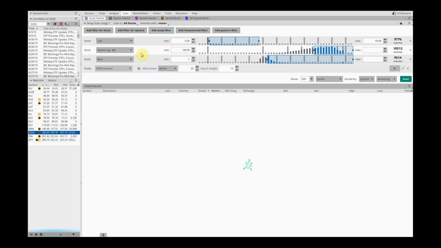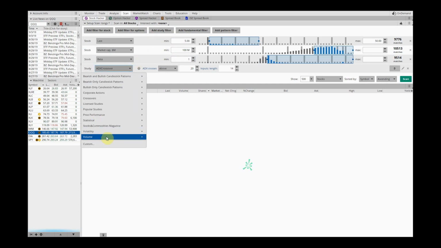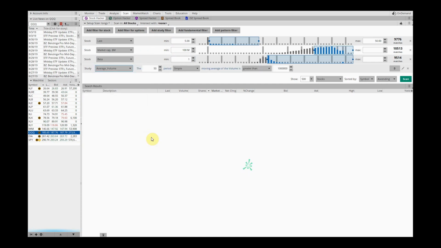Next, we're going to add a study filter. We're going to add a volume filter, average volume for the year, 252-day period, will be 300,000 shares. Basically, volume just represents the intent and activity of a stock. So stocks with higher average volume typically allow for tighter spreads, and obviously with the greater liquidity it'll be easier to get into and out of trades.